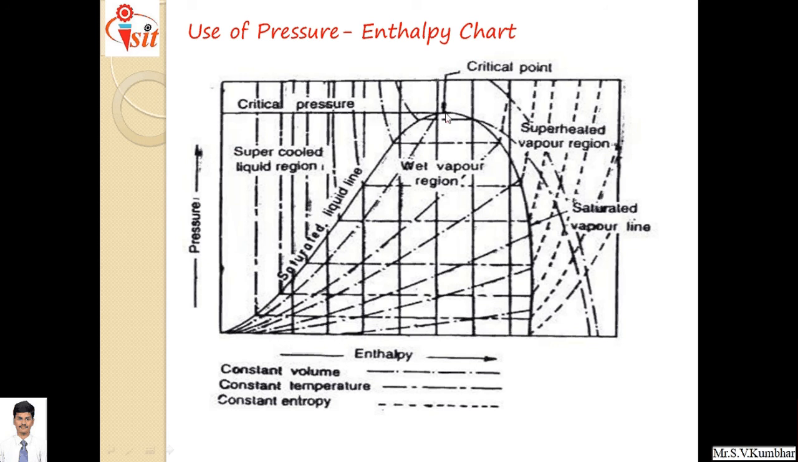From this critical point to the left-hand side, it is the saturated liquid line. From the critical point to the right-hand side, it is the saturated vapor line. In between these two, there is the wet vapor region. Here is the subcooled liquid region. At the critical point, there is the critical pressure. This is the superheated vapor region.